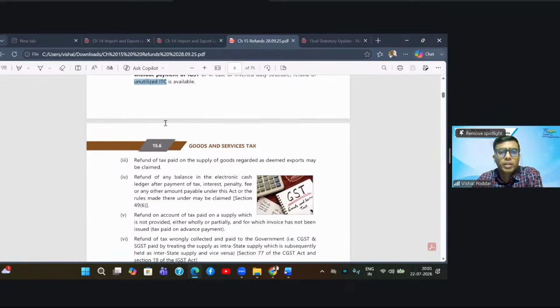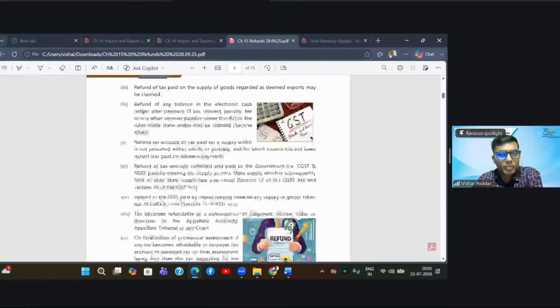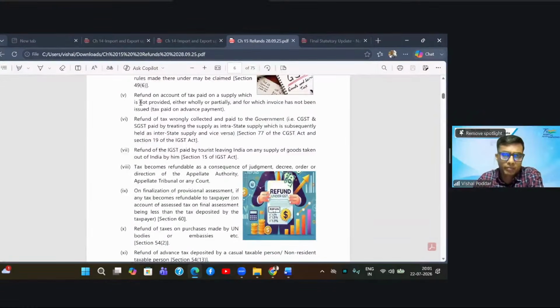So these are the different scenarios. The first two are export and SEZ supplies. One is with payment, second is without payment. Next is refund of tax paid on supply of goods which are treated as deemed export. Again, we saw this in the previous chapter, what are deemed exports. Over there, either the supplier or the recipient, one of them can claim the refund. Next scenario is refund of balance in your cash ledger. So after settling all your liabilities and dues, if still an amount is lying in the cash ledger, it is your own money, and you can anytime take it back as refund.